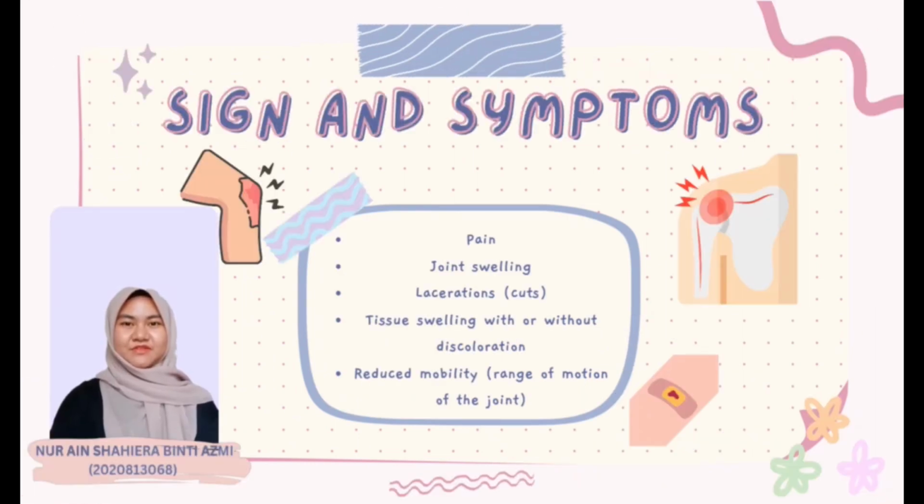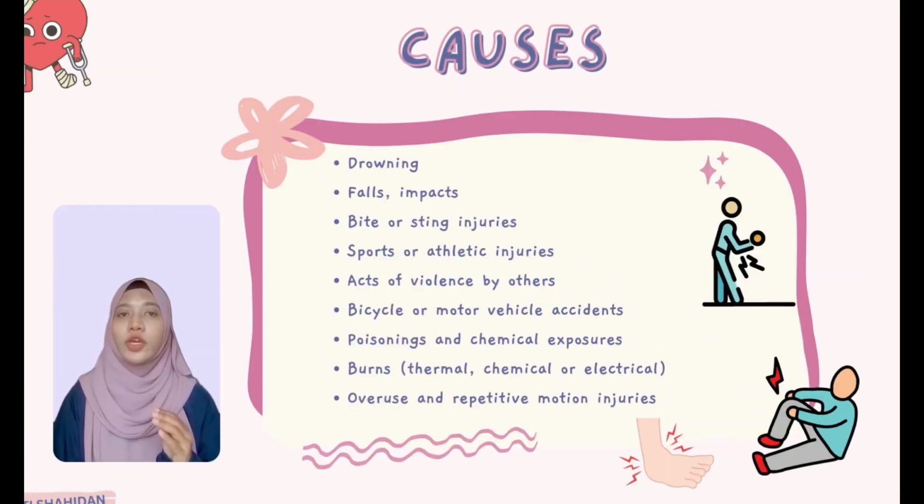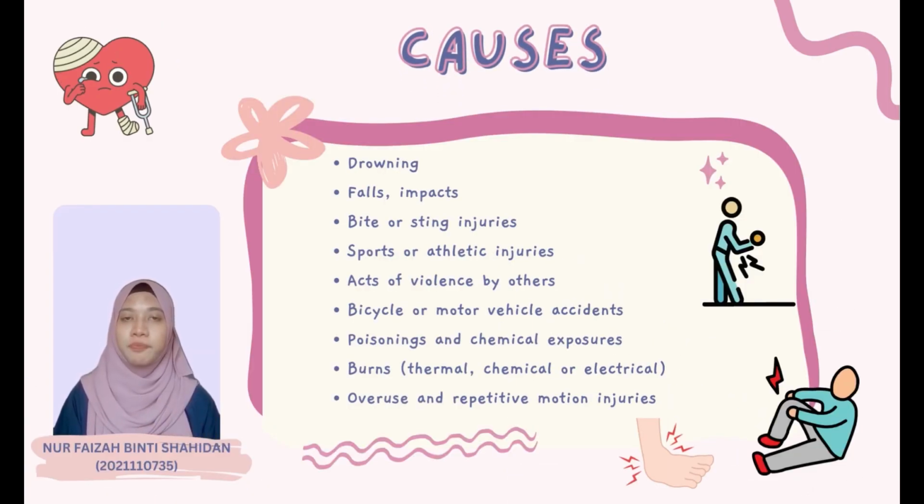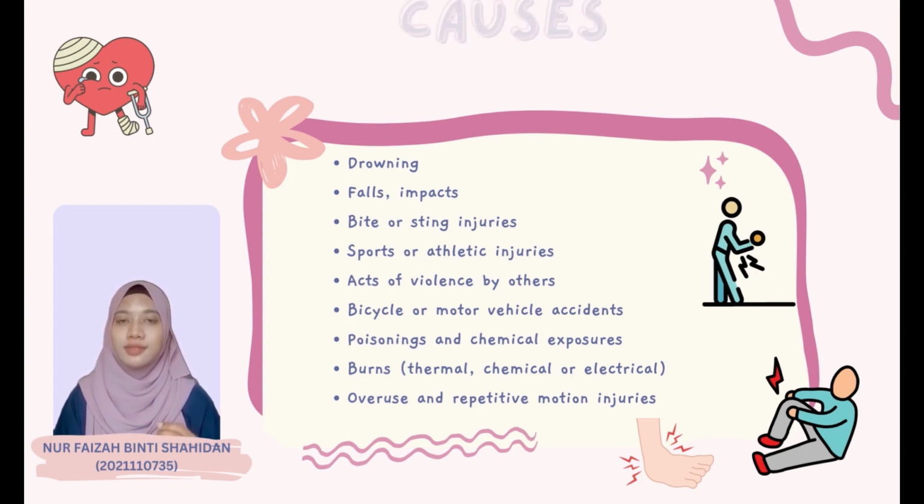Next, the signs and symptoms of injuries are pain, joint swelling, lacerations, tissue swelling with or without discolorations, and reduced mobility. Next, I will continue with the cause of the injury. Anything that can damage the body can cause an injury. Injury can be accidental or intentional, as in the case of violence, impact at high speed, force, animal or insect bites, fire or extreme heat, and exposure to chemicals and toxins.